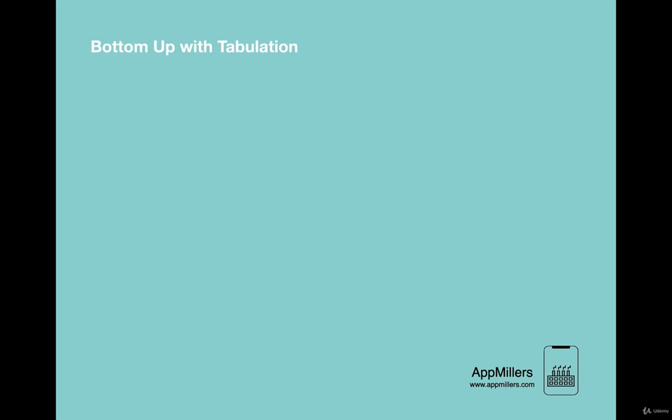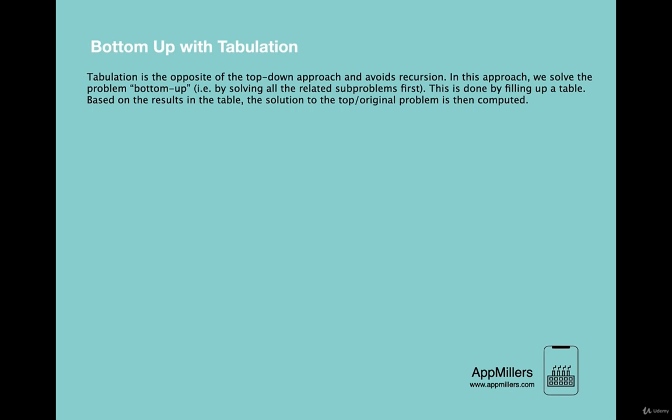In this case, we do the opposite, which means we start from the smaller problem and we slowly inch towards the bigger problem. As I said, tabulation is opposite of top-down approach and avoids recursion. In this approach, we solve problem bottom-up, i.e. by solving all related subproblems first. This is typically done by filling up a temporary table. Based on the result in the table, the solution to the top original problem is then computed.